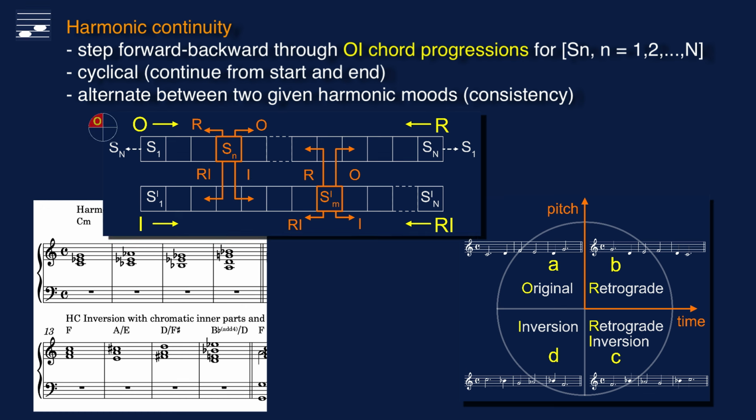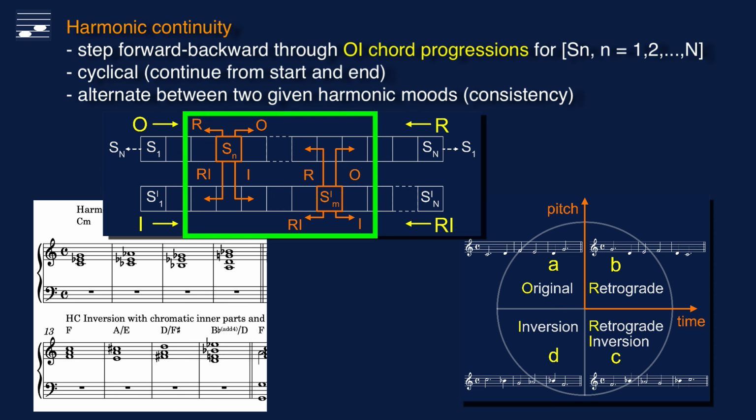Thus a progression in original form moves in the top row from left to right, the retrograde from right to left. Similarly, in the bottom row inversion form progression is from left to right and retrograde inversion from right to left. Note that these progressions are considered cyclical. When reaching the last chord S-N, the next chord in the sequence is the original structure S1. This happens at both ends of the 2 rows.